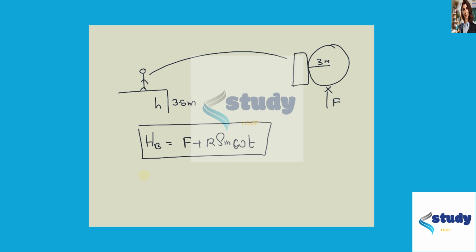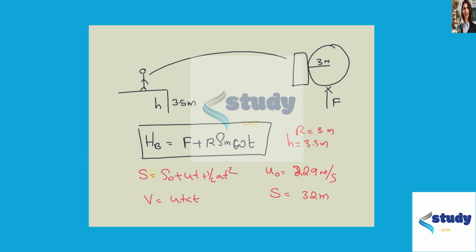Governed by the equation of motion s is equal to s0 plus ut plus half a t squared, and we can use v is equal to u plus at as well. We have the initial velocity u0, which is given as 22.9 meters per second, the distance s equal to 32 meters, the height h given as 3.5 meters, and r equal to 3 meters.